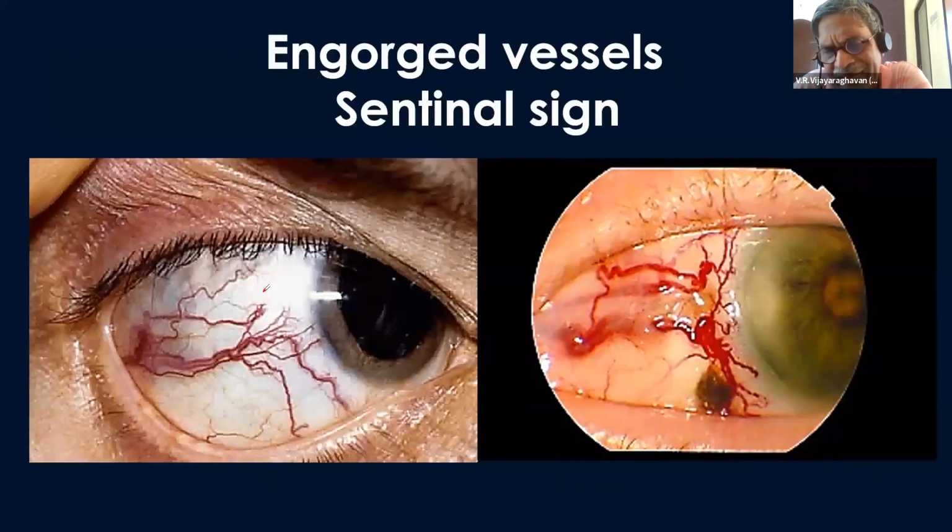One more, it's also a sign for ophthalmologists. When I see an engorged vessel like this in the conjunctival area, it is called a sentinel sign. A sentinel sign means that when I find an engorged vessel in the sclera of this area, I think about a problem somewhere inside the eye, a melanoma, maybe a ciliary body tumor. There are so many ciliary body tumors. So if you find a sentinel sign, think he's having a melanoma or a ciliary body tumor inside the eye. That's enough for you.